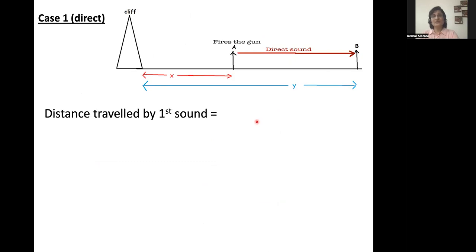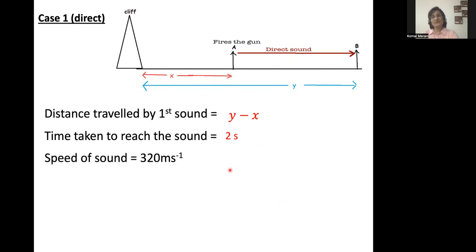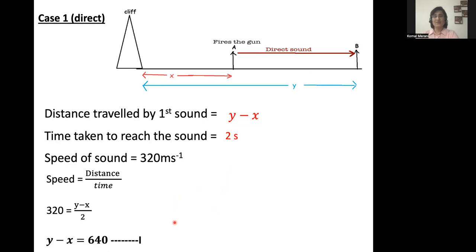So what is the distance traveled by the first sound? You can understand. It is the entire y minus x, right? Y minus x will be the distance. Time taken to reach the sound is 2 seconds. Speed of sound is given in the sum 320. And so we can find, substitute 320, substitute the distance and time, and you get an equation.